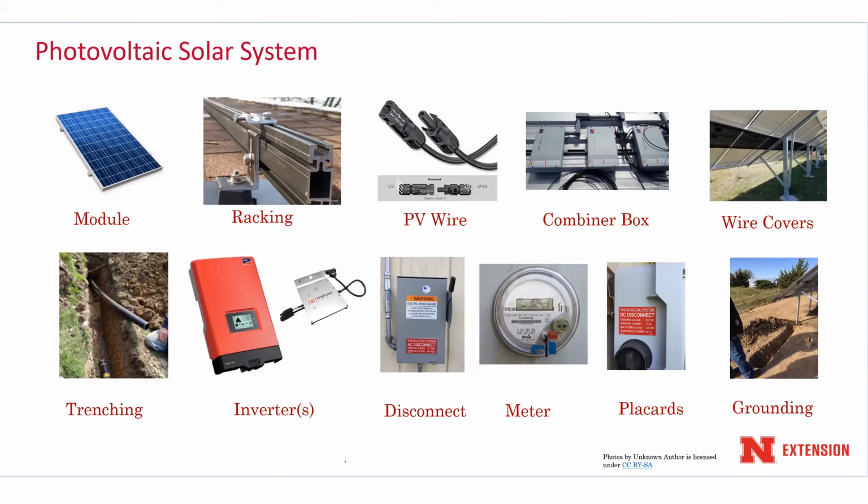When we think about a system, there's a lot more to it than just the solar panels, the solar modules, and the racking. We've got wiring and combiner boxes and wire covers and trenching and inverters, disconnects, meters, placards, grounding. It's important to think about that there's a lot more to it than just the simple pieces. If we were to go out and price modules, inverters, and racking, yeah, we got most of our major costs, but there's a lot more little pieces.